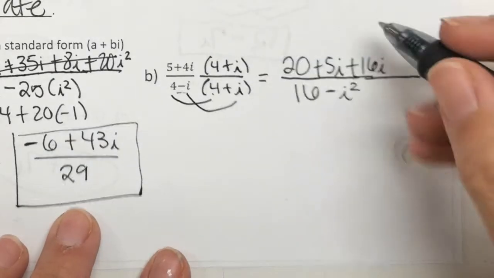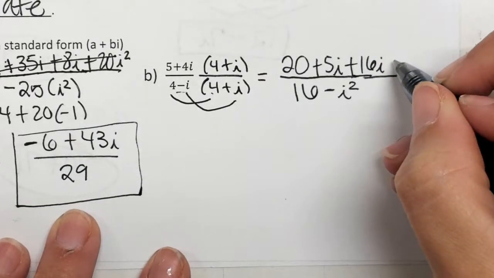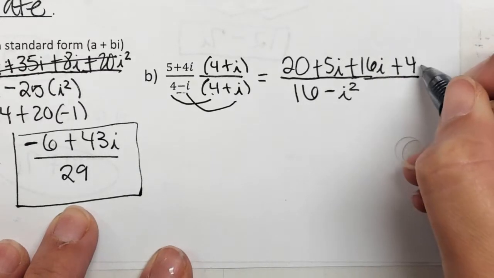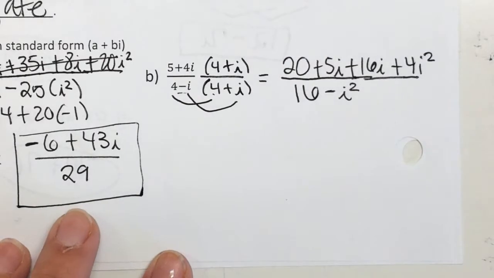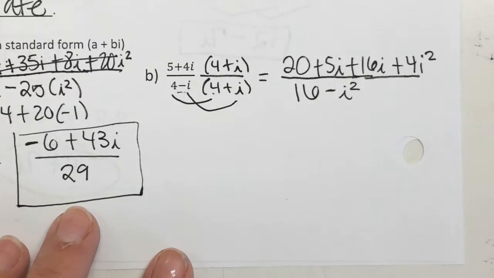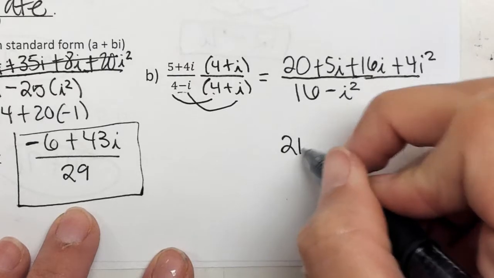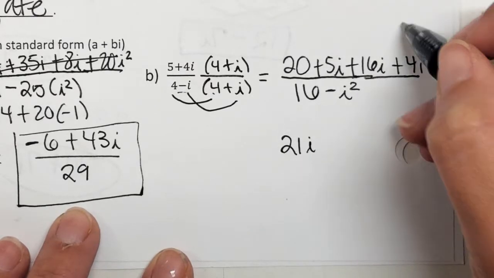Alyssa, what are my last terms? 4i squared. Perfect. Alright, so on top, my like terms. Camden, tell me what my like terms up here combined. 21i. Good. Alright, this is 4 times what?